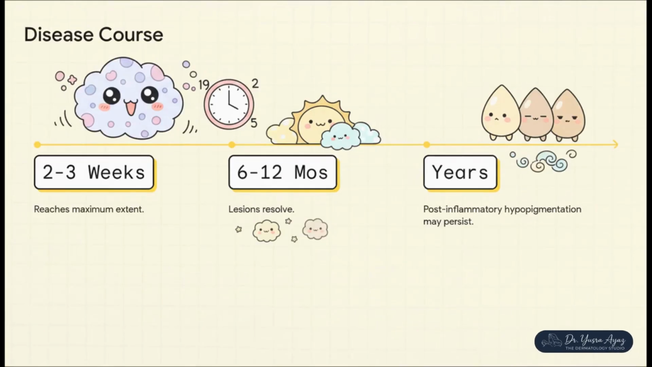So, what's the typical journey for this rash? It's actually pretty predictable. It shows up fast, reaching its full size in just a few weeks. Then, it just slowly fades away on its own, usually disappearing completely within a year. The main thing that can linger is that change in skin color, which can sometimes stick around for years, especially for people with darker skin tones.